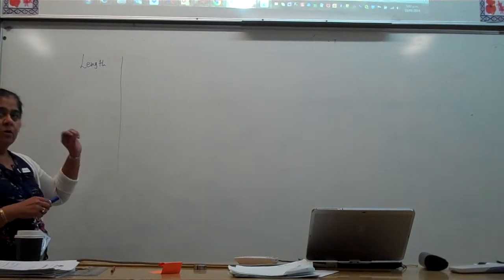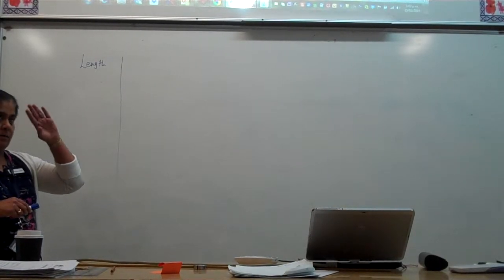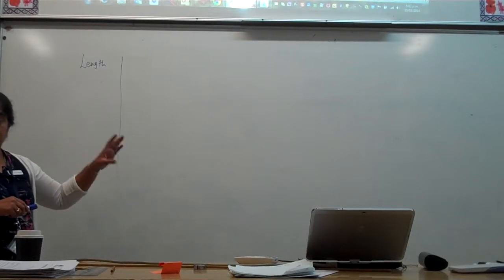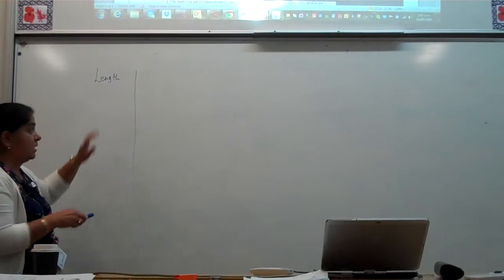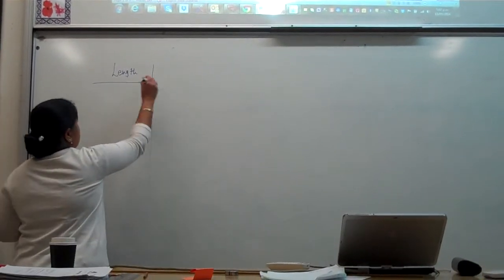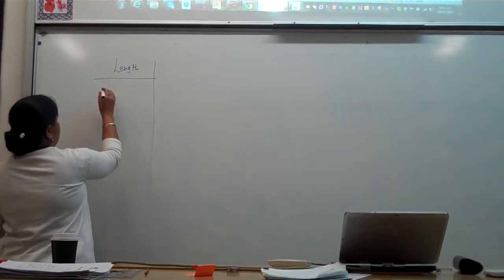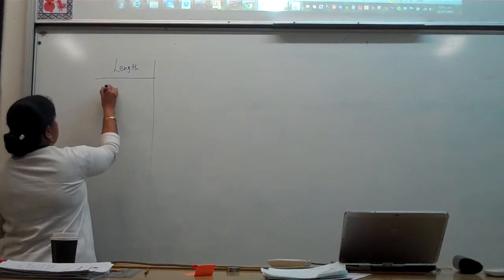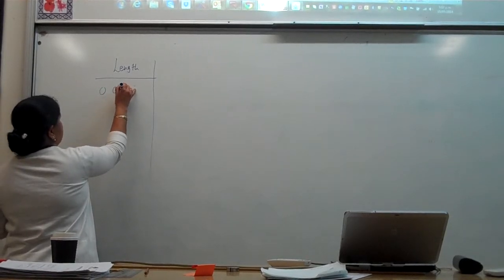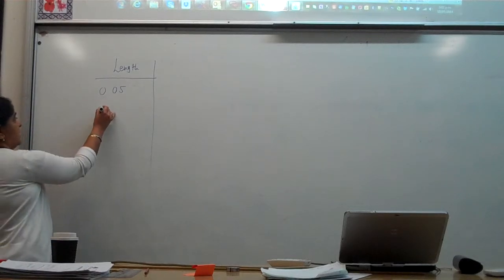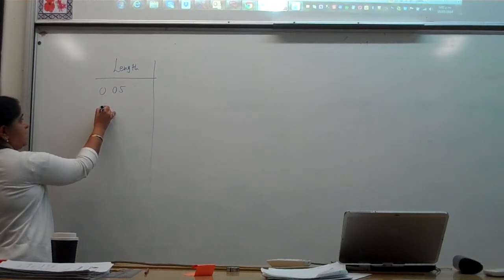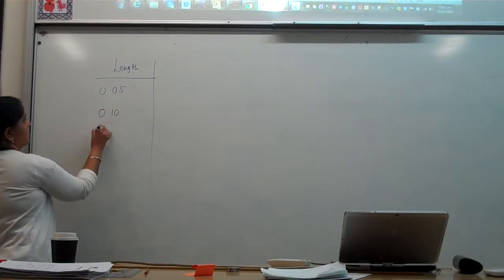Then we will be looking into uncertainty, significant figures, and the values that are your actual values. It's this column, first one. 5 centimeters, when you change it, becomes 0.05 meters. And then what was your next one? Is it 10 centimeters? So that becomes this.